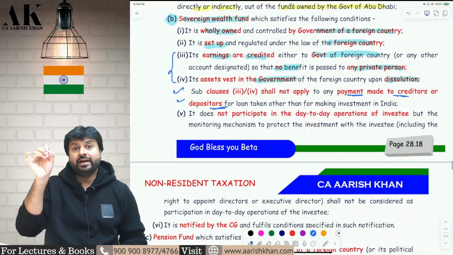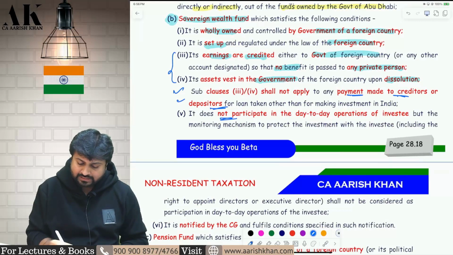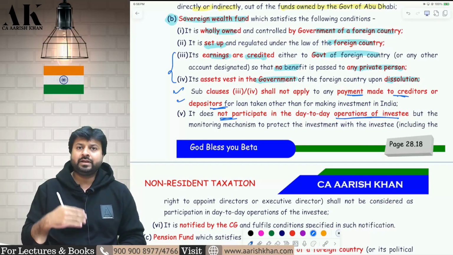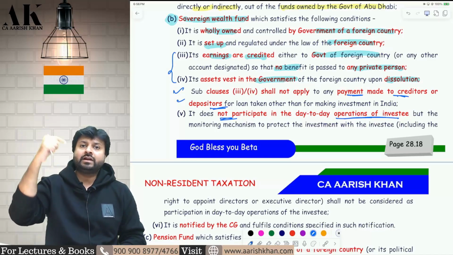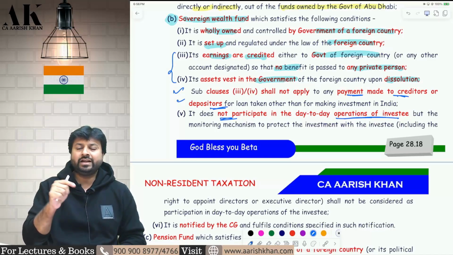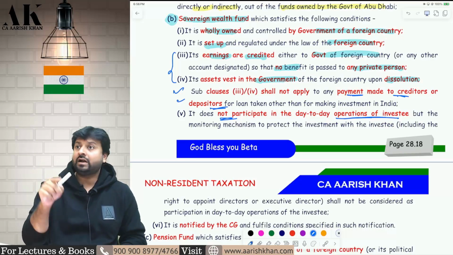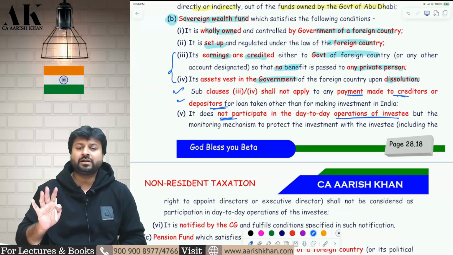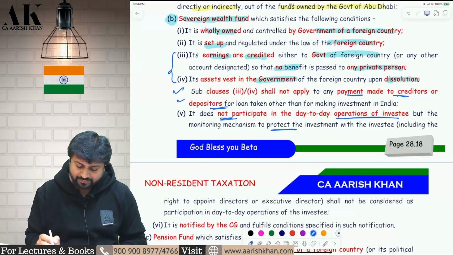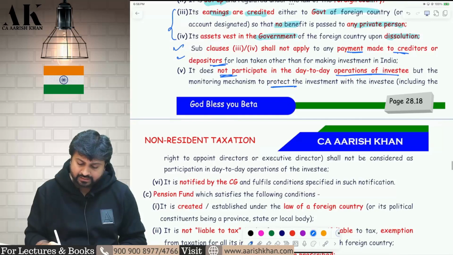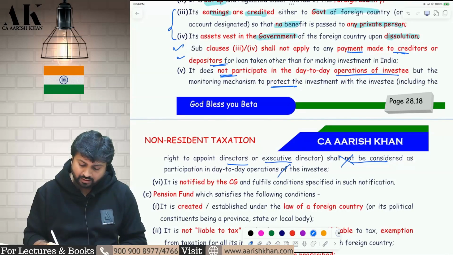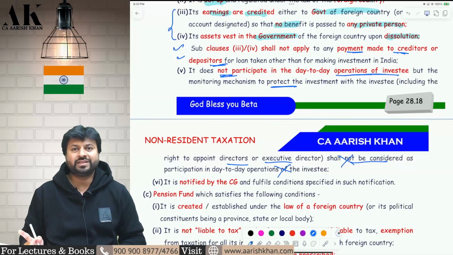Now that fund, that sovereign wealth fund, does not participate in the day-to-day operations of the investee. Investee means the company in which you are investing in India. That sovereign wealth fund should not poke their noses every day into what you are doing, how you are investing, how you are raising the money, where you are investing. You should not get into day-to-day management of the company. But yes, to protect their investment, they have the right to appoint directors, they have the right to appoint executive directors, and that will not be considered as poking nose into the day-to-day operations of the investee.